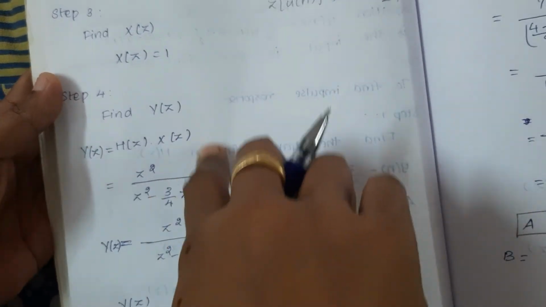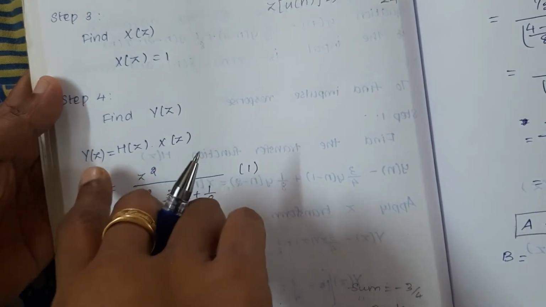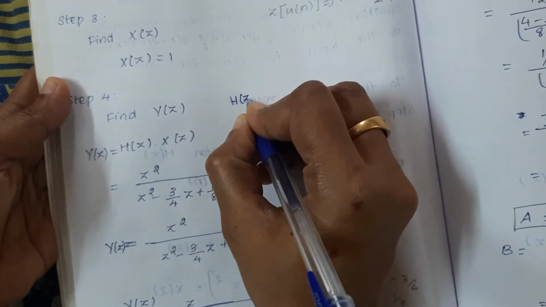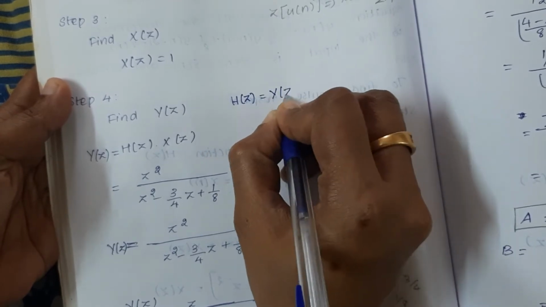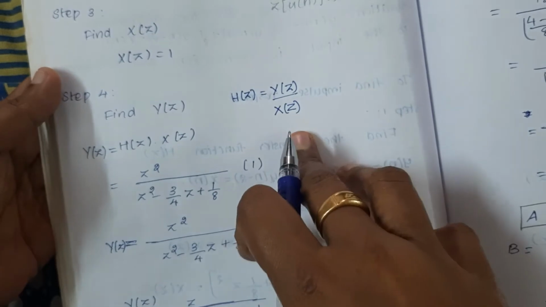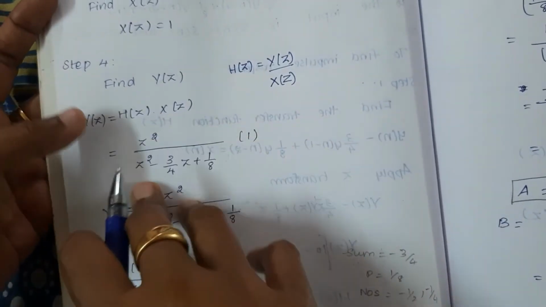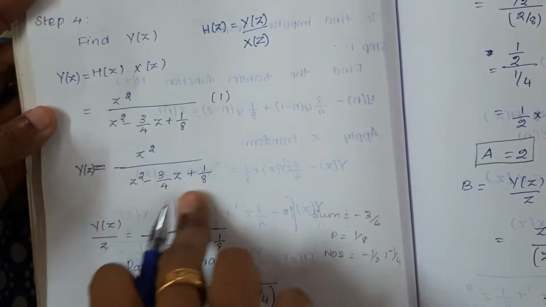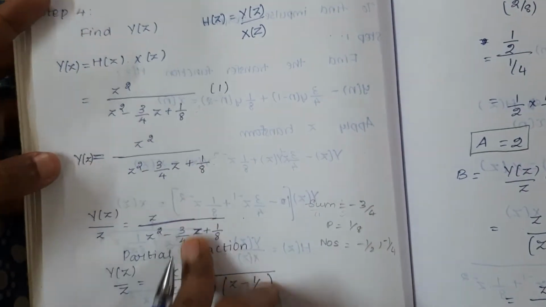Now next we want to find the value of y of z. So what is y of z? We know h of z is y of z by x of z. So y of z is h of z into x of z. Now multiply both the h of z value and the x of z value, and we will get y of z, the answer.